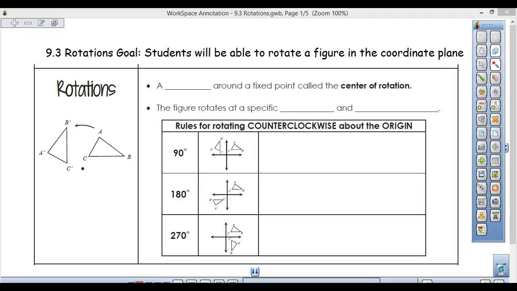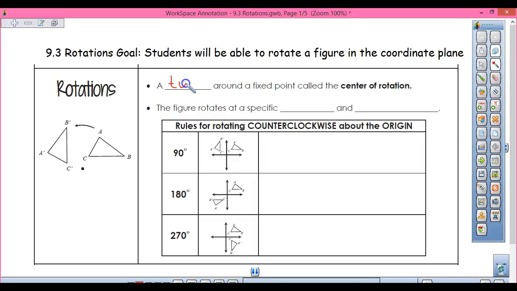Rotations today. So we've done the translations where we're just moving them. We've done the reflections. Okay, rotations is basically just a whole bunch of rules. Okay, following the rules. So rotations are a turn, where the figure rotates at a specific angle and direction.